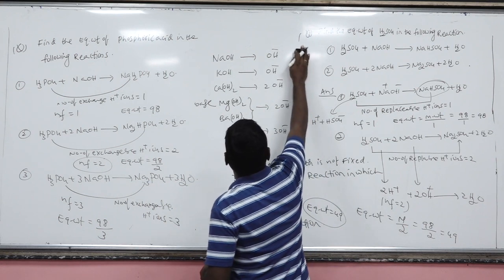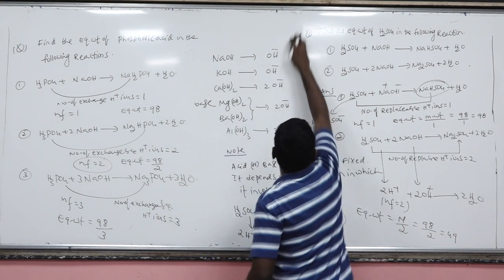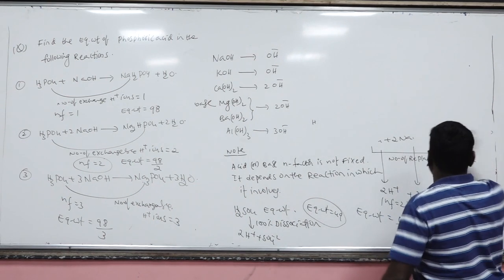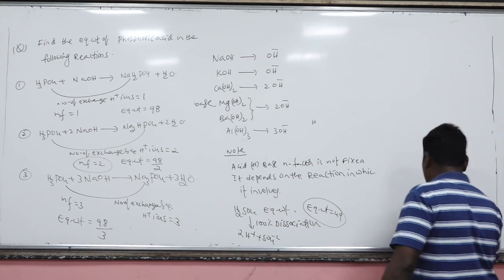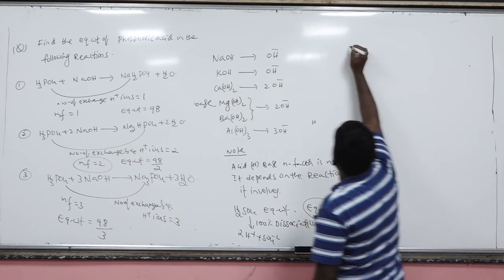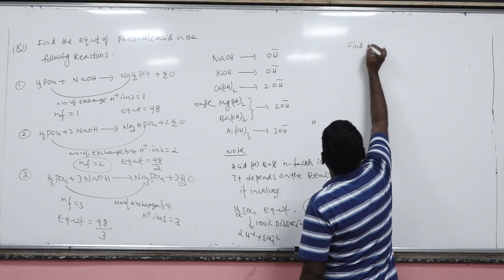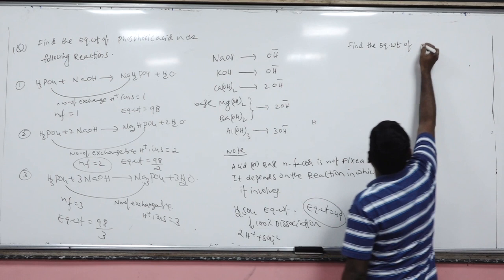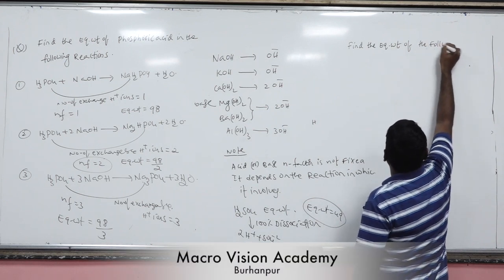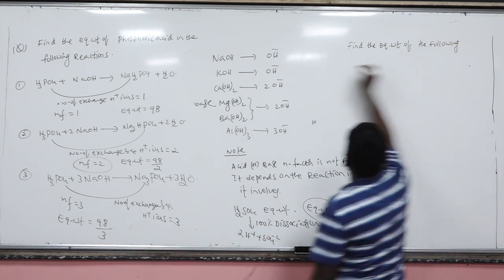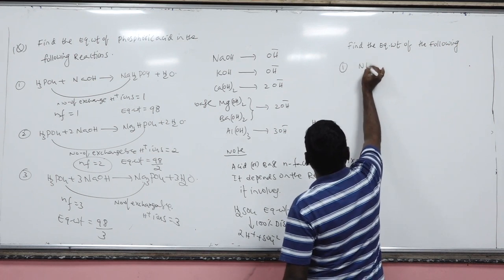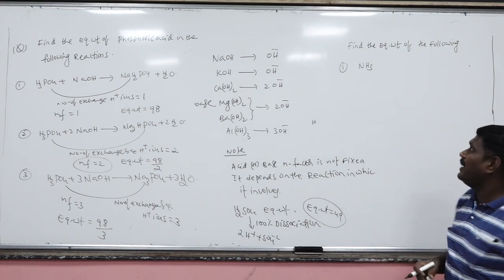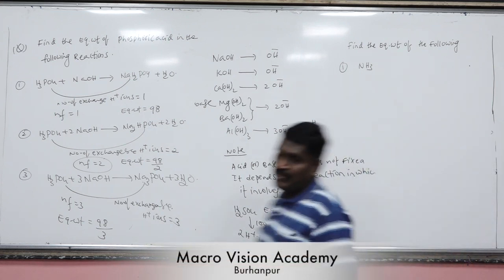Now, here, find the equivalent weight of the following. Number 1, ammonia. Actually, ammonia is a base. How to calculate the equivalent weight of ammonia?